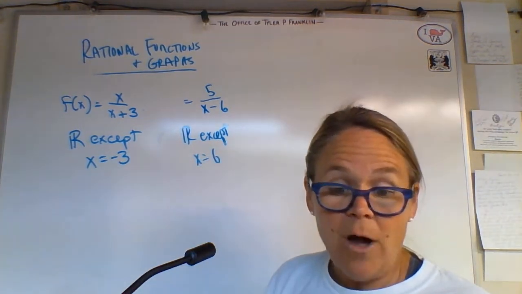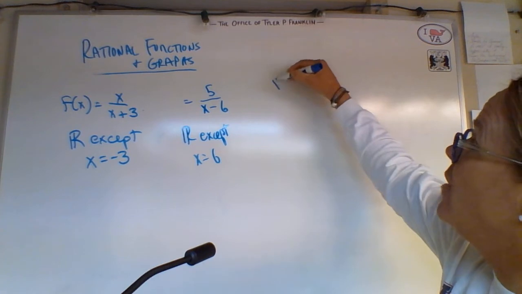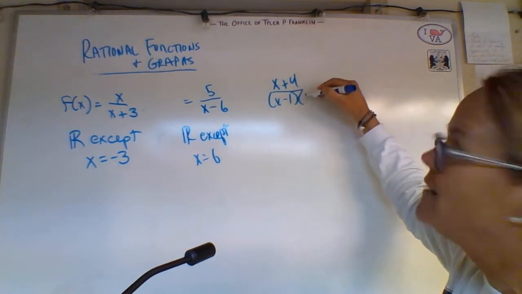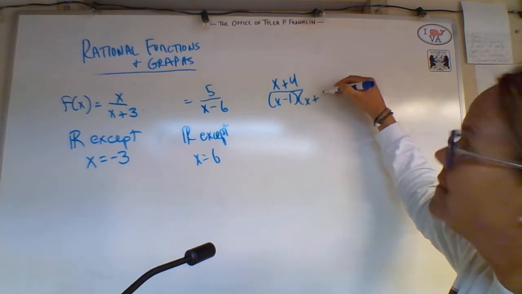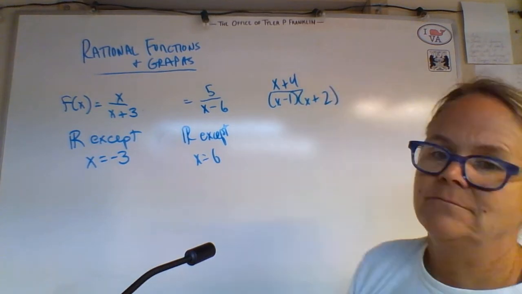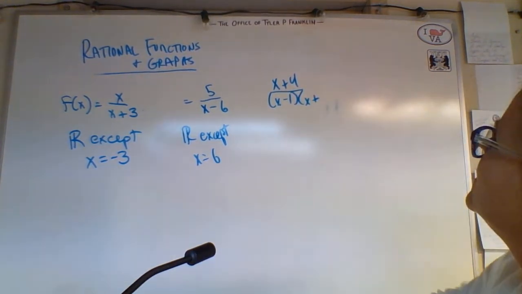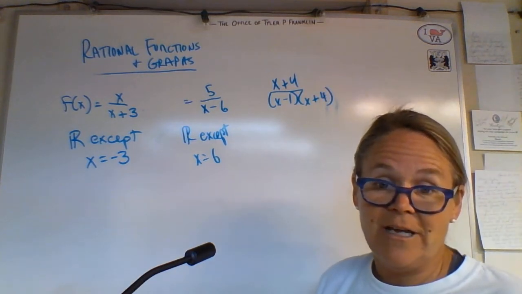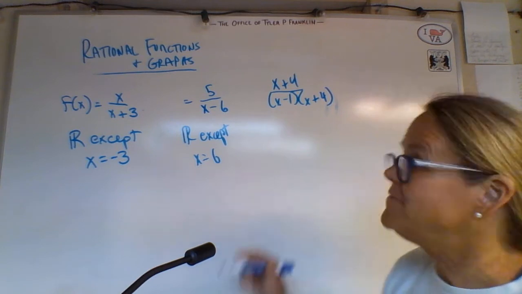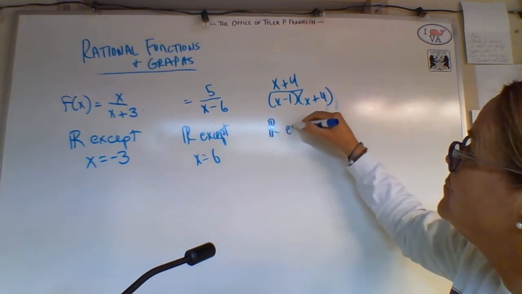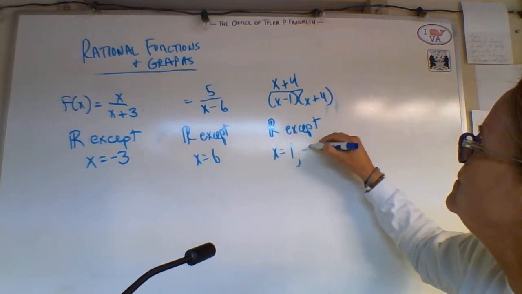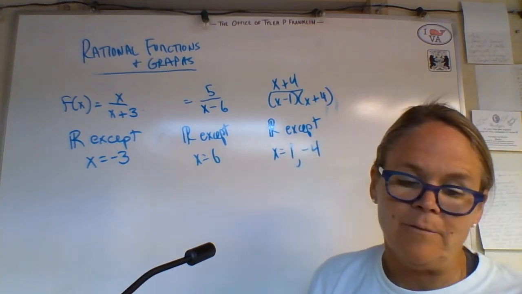Now, if you have a quadratic on the bottom, something like that, or I think that was a 4, both of those could give you 0. So you would have to say all real numbers except x equals 1 and -4.